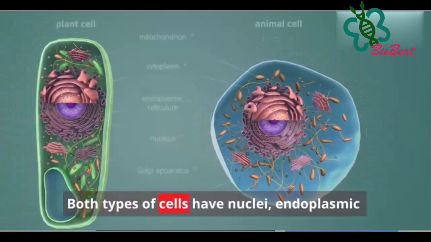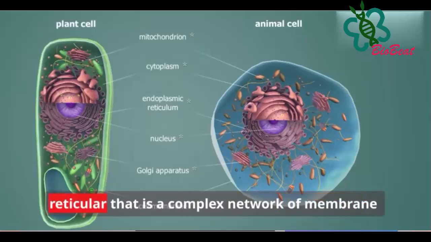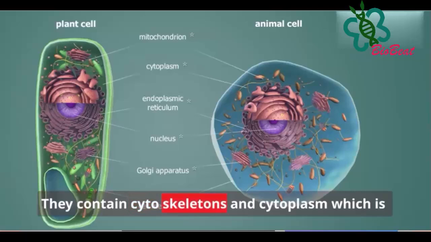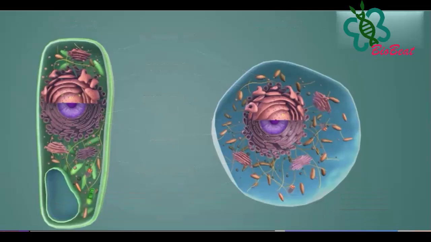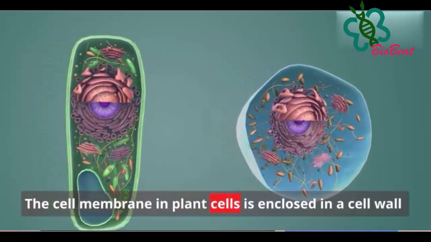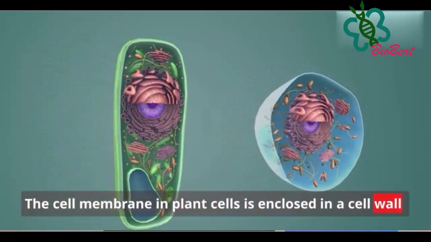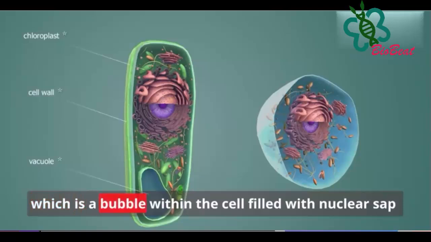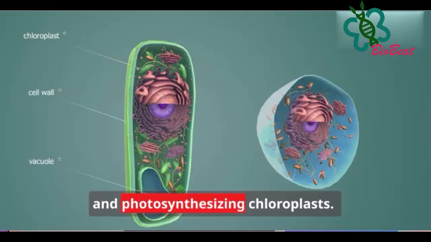Both types of cells have nuclei, endoplasmic reticula, that is, a complex network of membrane vesicles, and Golgi apparatuses. They contain cytoskeletons and cytoplasm, which is enclosed by the cell membrane. The cell membrane in plant cells is enclosed in a cell wall made of cellulose. Plant cells commonly contain both a vacuole, which is a bubble within the cell filled with nuclear sap, and photosynthesizing chloroplasts.